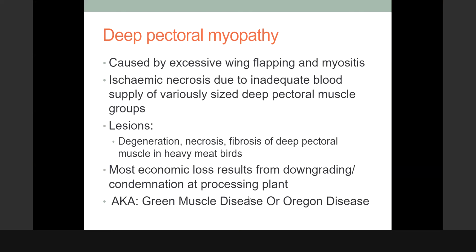Most economic loss results from downgrading or contamination at processing plants, because if you see this, you have to do a partial condemnation and remove the whole breast muscle from the chicken, and then you can only sell the other parts to the market. So this is a big economic loss because breast muscle is the biggest meat in chickens. If you remove the breast muscle, you probably lose half of the chicken weight already. It's also known as green muscle disease or Oregon disease.